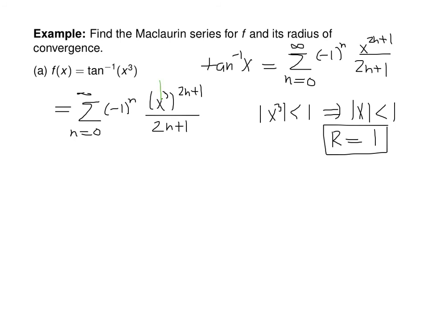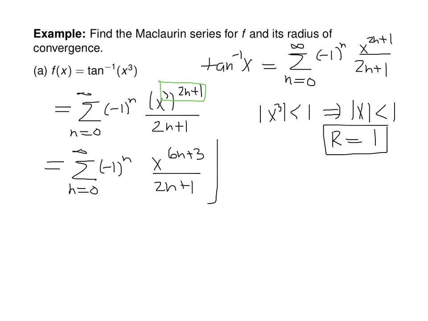Now these exponents will multiply, and I have a sum from 0 to infinity, negative 1 to the n, x to the 6n plus 3 divided by 2n plus 1. So that is the Maclaurin series for inverse tangent of x cubed.